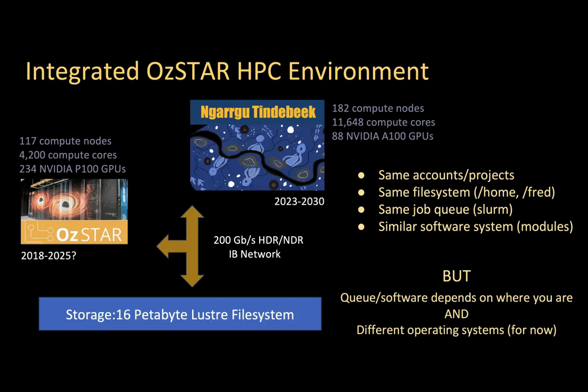The network internal to OzSTAR is a 100 gigabit per second network. For Ngagu Tinderbeek, it's faster, 200 gigabit. And they're both networked through to the same Lustre file system, which we are currently expanding the capacity of and will be 16 petabyte capacity shortly. So both machines see the same file system and you can navigate around freely within that environment.